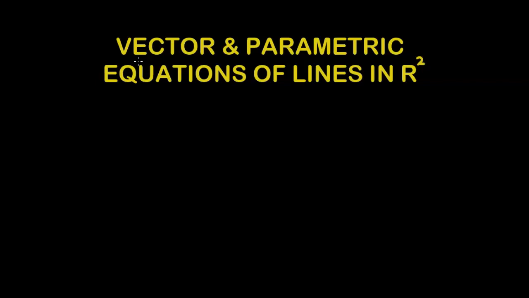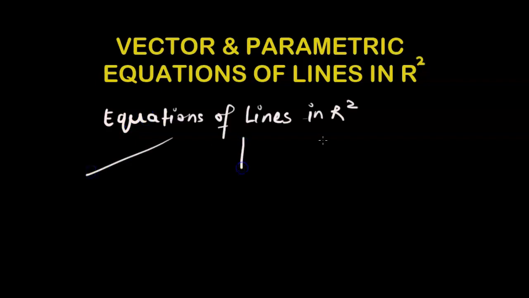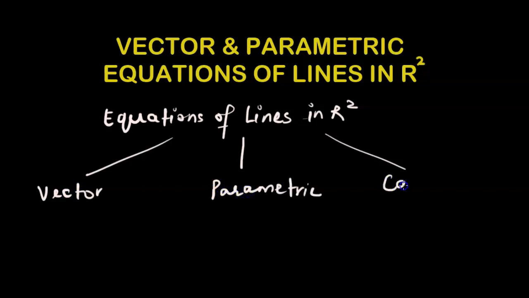In this unit and in this particular lesson we will be describing the equations of lines. Equations of lines can also be described in both 2-space and 3-space. We will first discuss equations of lines in 2-space. Equations of lines in 2-space are basically of 3 types. One is called the vector equation, one is called the parametric equation, and another is called the Cartesian equation. The Cartesian equation has another name, the scalar equation.